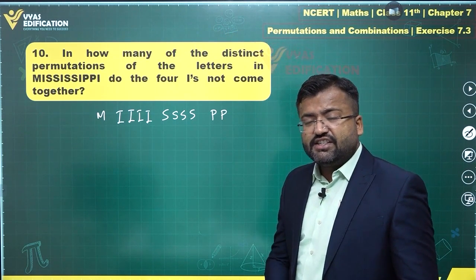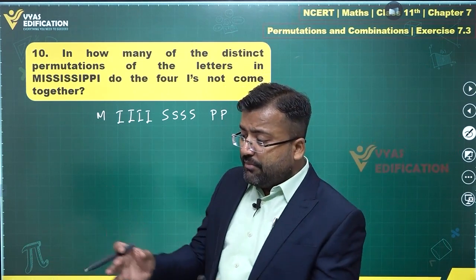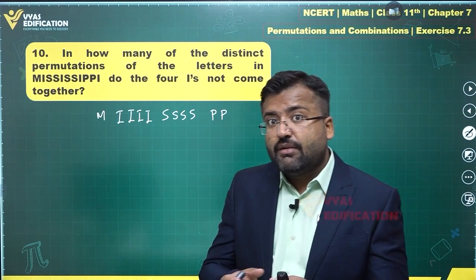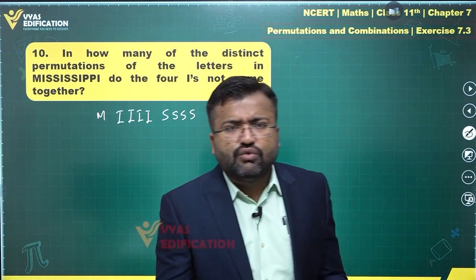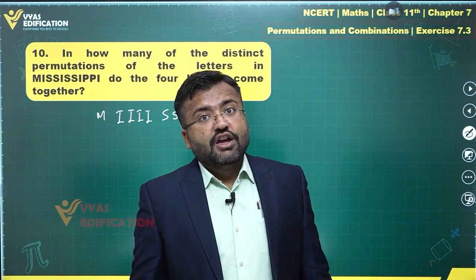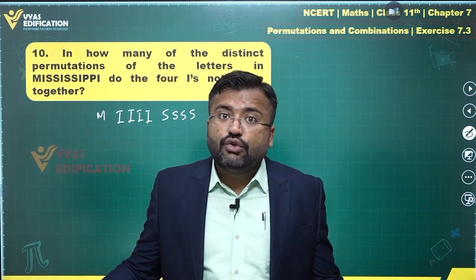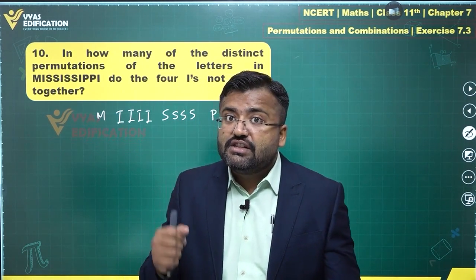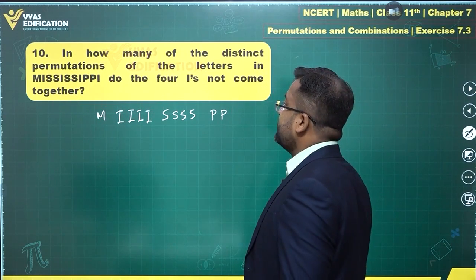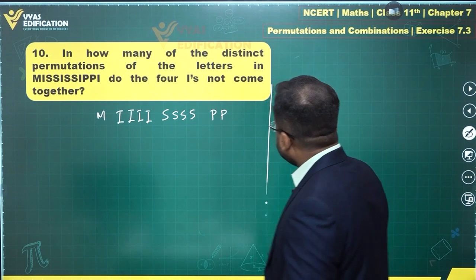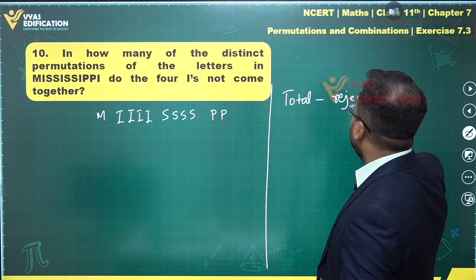Let's think of an alternative approach. If there are a total number of permutations, there will be some arrangements in which the 4 I's come together, and there will be some other arrangements in which the 4 I's do not come together. So we can easily find the case when the 4 I's are together, and we can find the total. The difference will give us the answer. That's what we are supposed to do. So total minus rejected is the approach that we will follow.